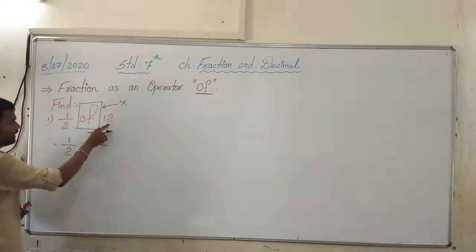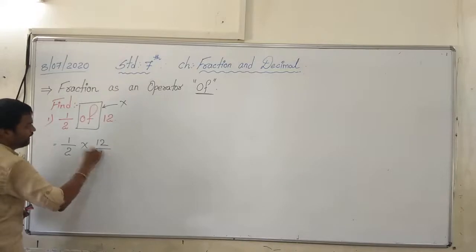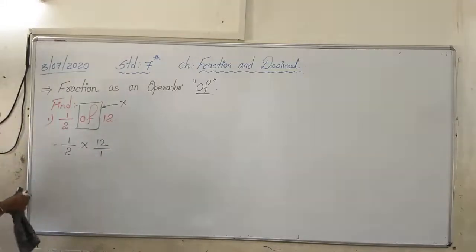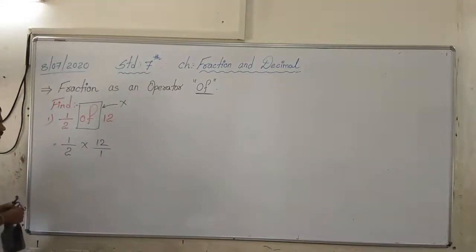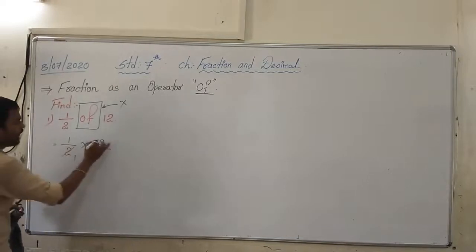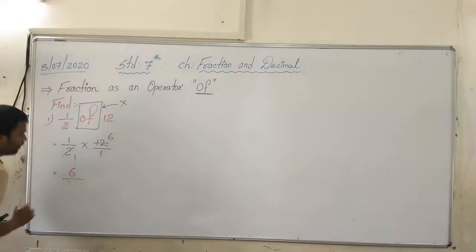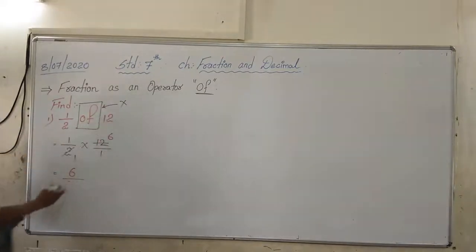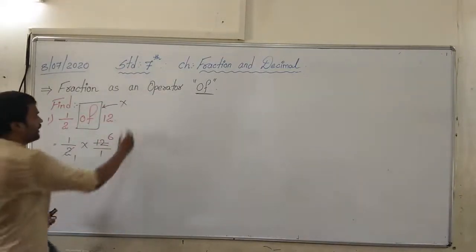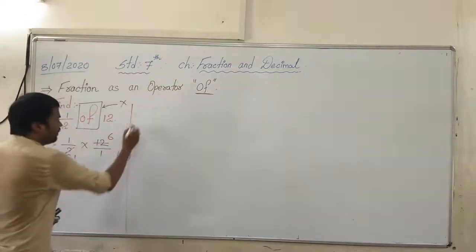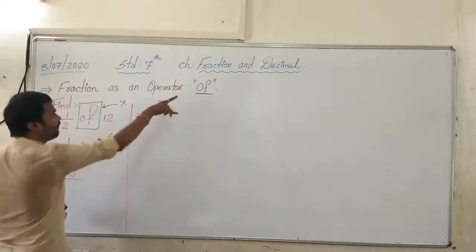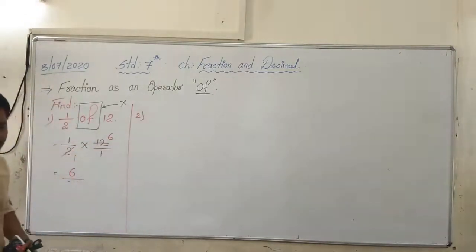Now simple whole number is there. You can directly write upon 12. Now cancel whatever is possible. So you can say 2 ones are 2, 6s are 12. So that is nothing but 6. Now half of 12. What is half of 12? 6. In this manner we can calculate the fraction containing half as an operator.